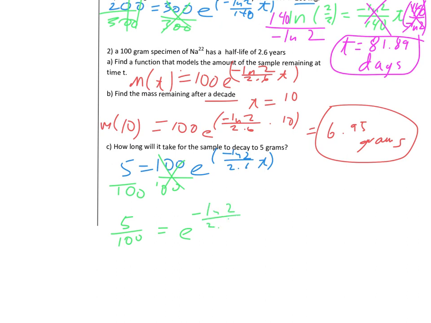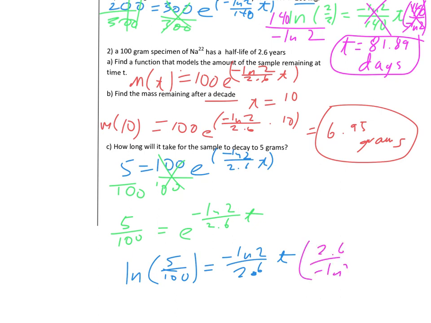Okay. All right, so now we've isolated the base. We're ready to switch it into logarithmic form. So it's a base e, so it's going to be a natural log. And then the other side of the equation is going to be inside of there. And then what was in the exponent is now isolated, which is kind of the whole point of logarithms. Okay, and then last step here, we'll go ahead and just multiply by 2.6 over negative ln2 on both sides.